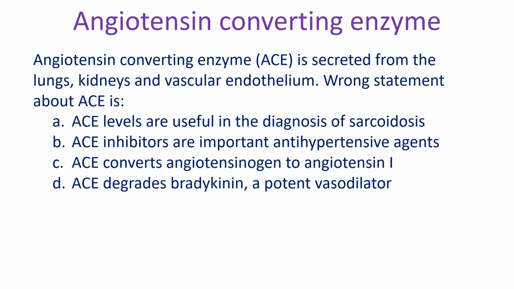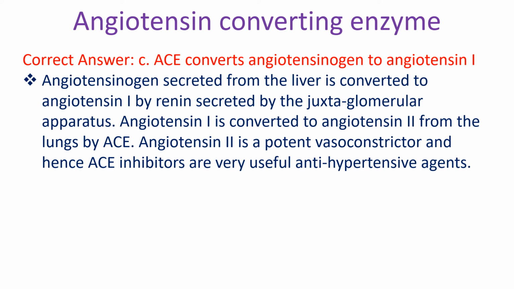Angiotensin converting enzyme is secreted from the lungs, kidneys, and vascular endothelium. Wrong statement about ACE is: A. ACE levels are useful in the diagnosis of sarcoidosis. B. ACE inhibitors are important antihypertensive agents. C. ACE converts angiotensinogen to angiotensin 1. D. ACE degrades bradykinin, a potent vasodilator. Correct answer C. ACE converts angiotensinogen to angiotensin 1.